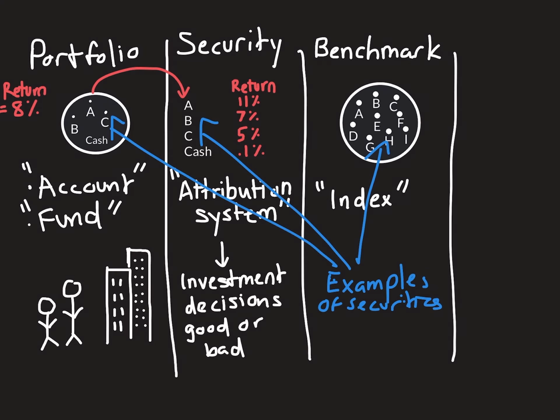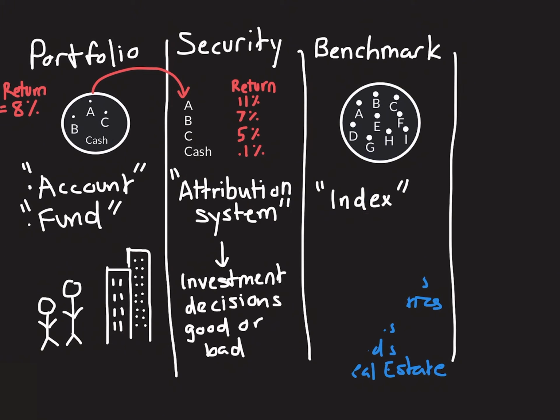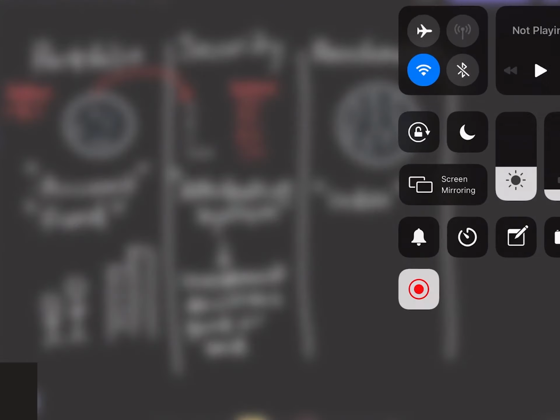These securities could be any type of investment, such as stocks. For example, you buy shares of Apple or Amazon. Bonds, such as treasury bonds or corporate bonds. Real estate, like homes or REITs, or really any type of investment. Okay, now back to benchmarks and comparing it to a portfolio.